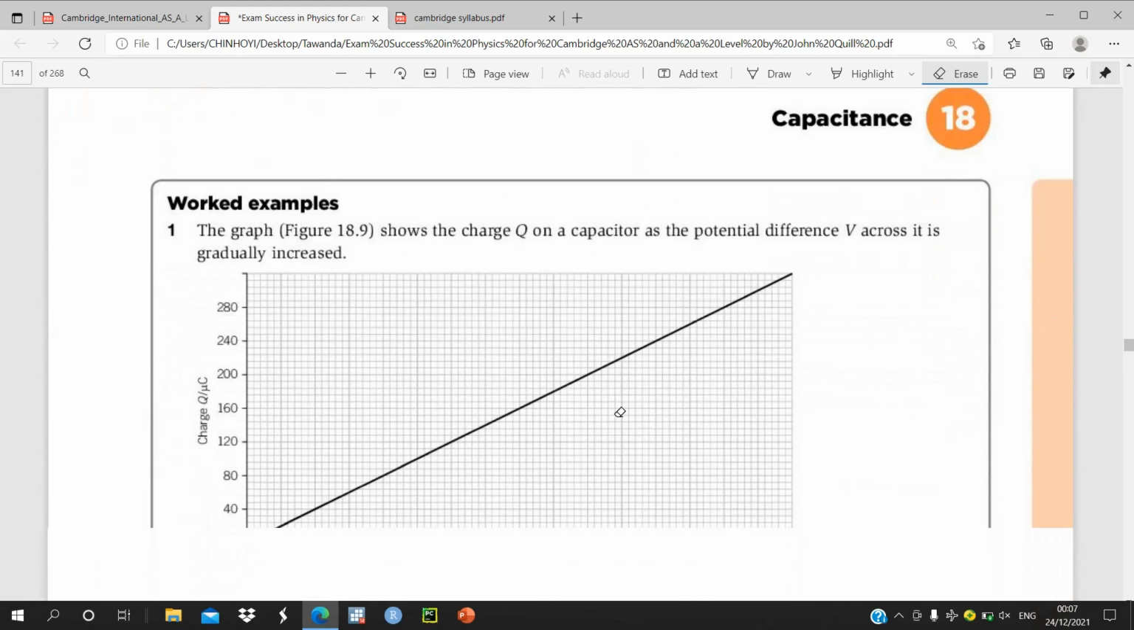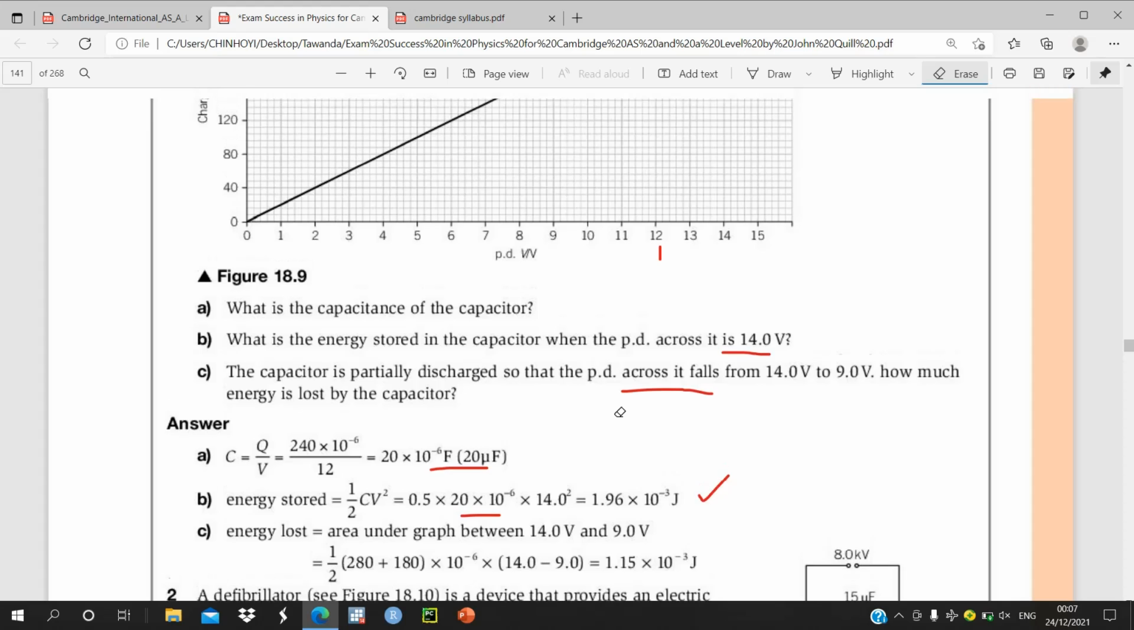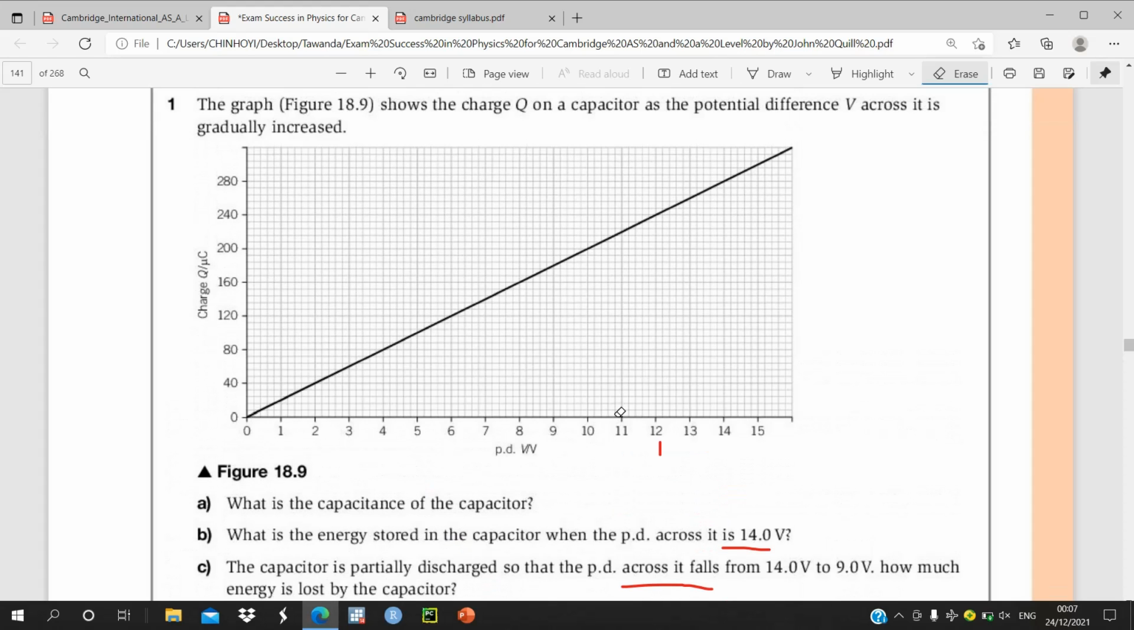So we want to find how much energy is lost from 14 to 9. Here we have this 14, and they want to see what's the charge. This charge will be 280. So it decreased from 14 to 9. Again for 9, the charge is somewhere at 180.